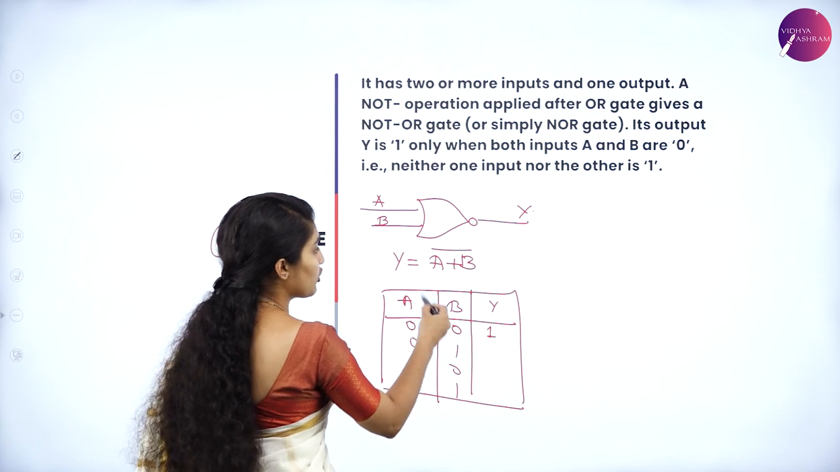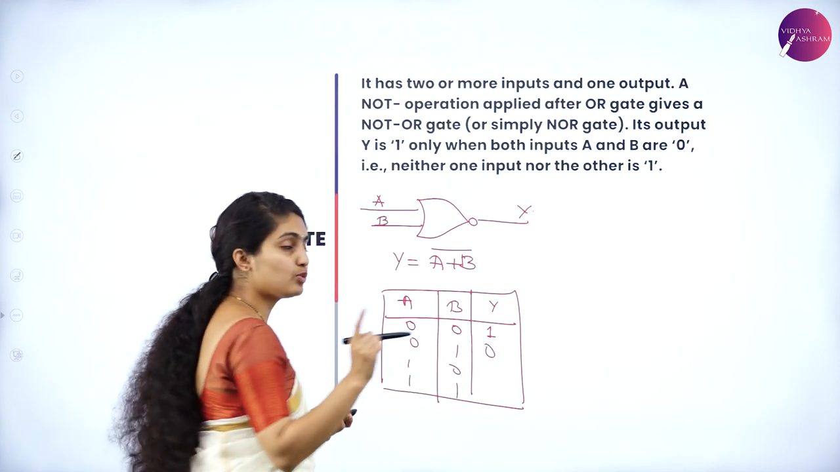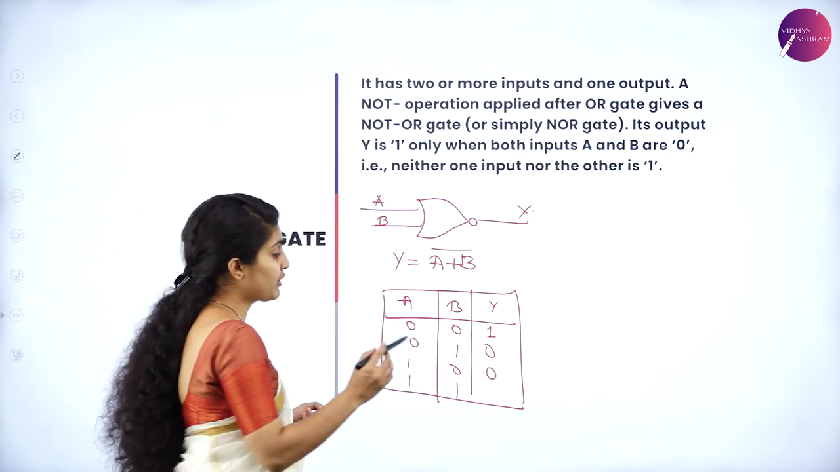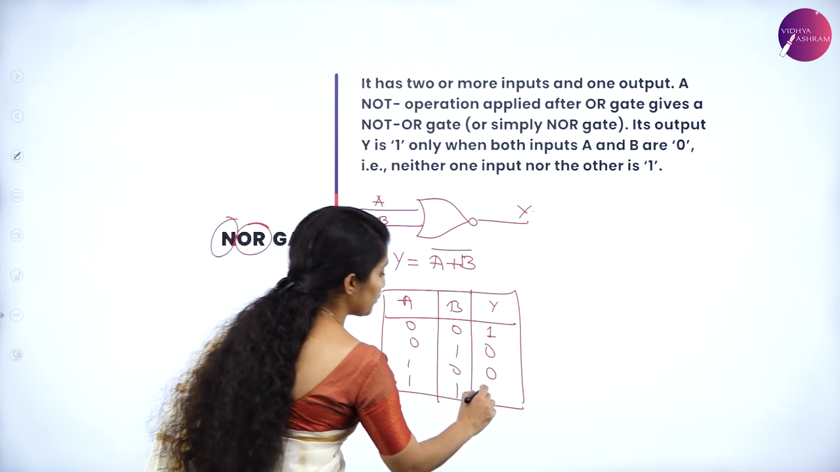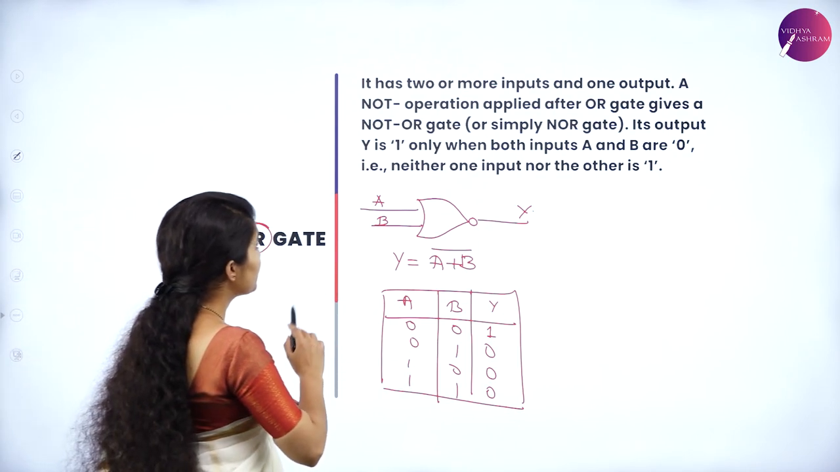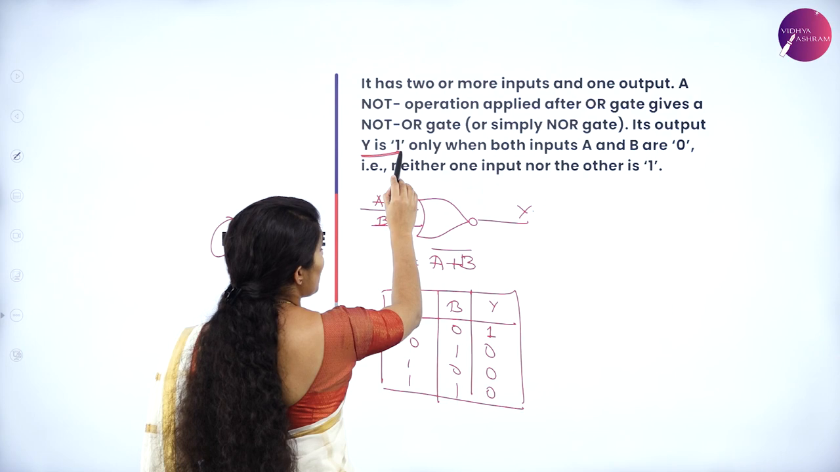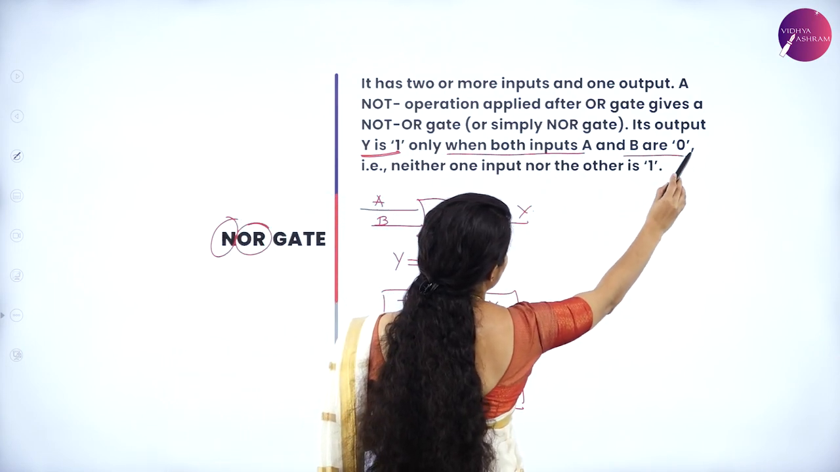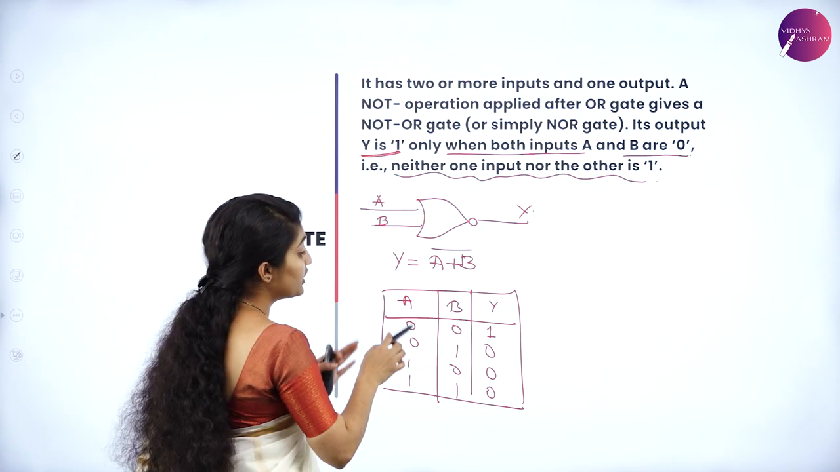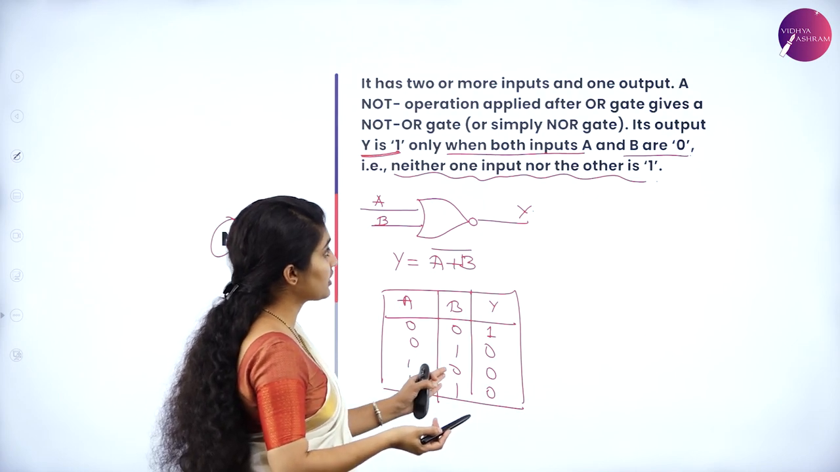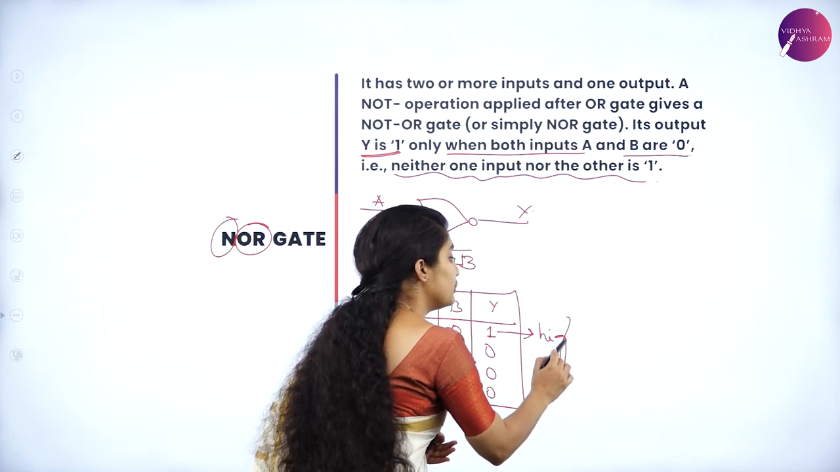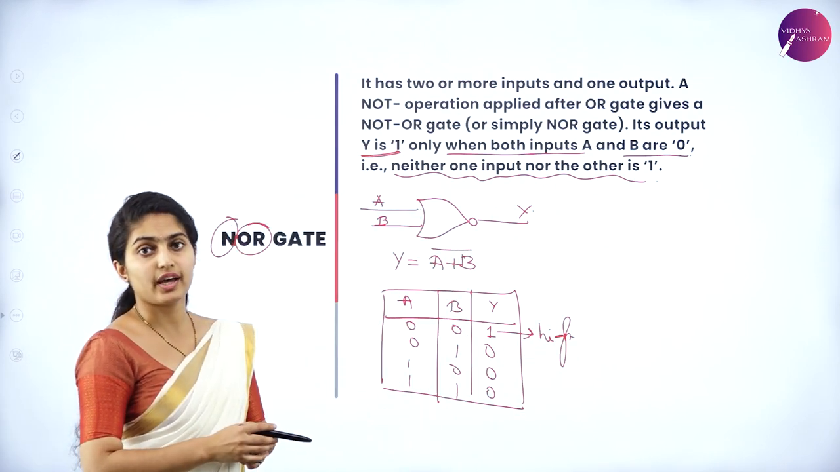0 plus 1 is 1. Complement of it is 0. 1 plus 0 is 1. Complement of it is 0. 1 plus 1 is 1 itself again because it is the maximum. Complement of it is back again 0. So, this is the truth table of your NOR gate, which means to say that its output Y is 1 only when both inputs A and B are 0. Both inputs A and B should be 0. Other than that, if either one input or the other is 1, whatever the circumstance, you will always get low. So, only when both are 0 do you get a high value in case of your NOR gate. It is the opposite of the OR gate.